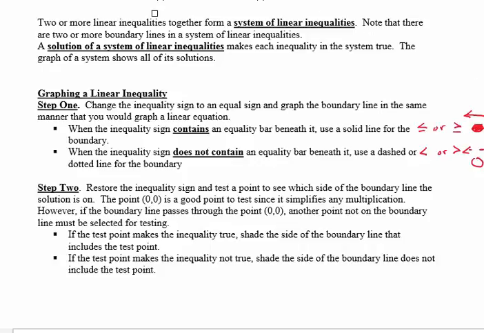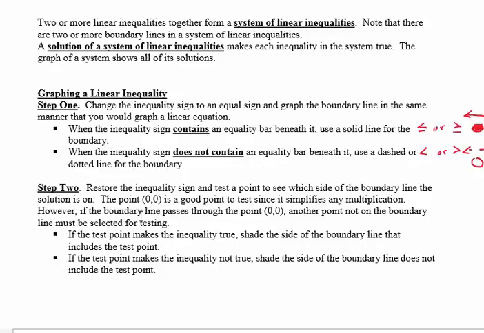Step 2, that's where it says to restore it back to an inequality symbol. If you never changed it in the first place, you don't need to worry about that. But this is where we were talking about test points, and how you graph these lines and shade on the correct side. We always picked 0, 0 in class. As long as the line doesn't go through 0, 0, that's what I would choose because it's probably the easiest. A lot of things will cancel out. It says, however, if the boundary line or the equation passes through 0, 0, choose something else.